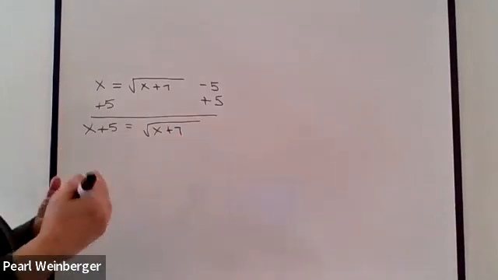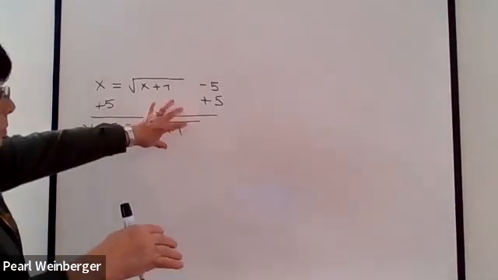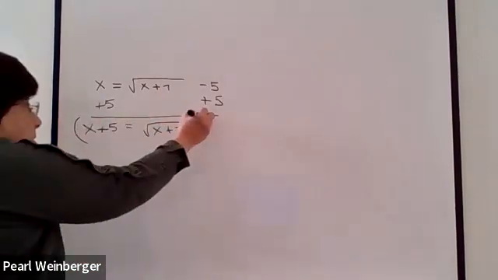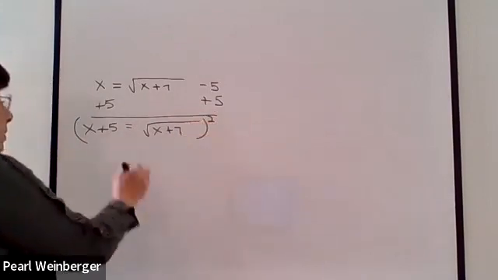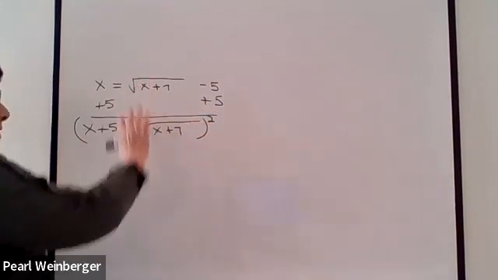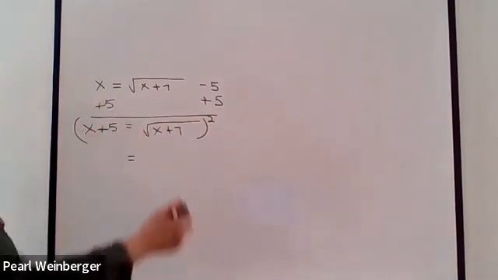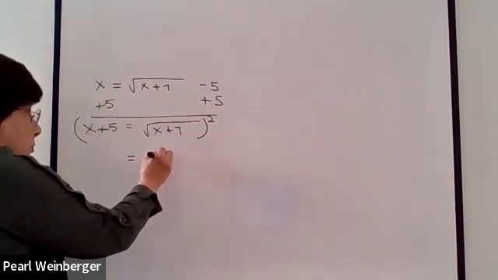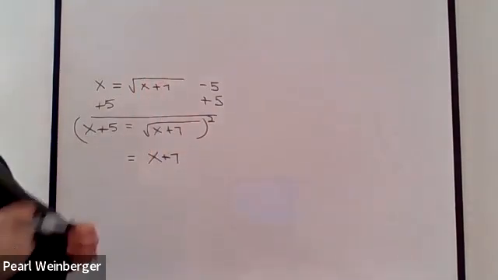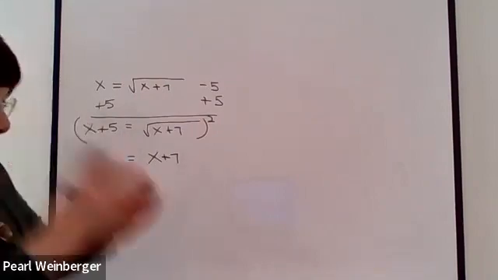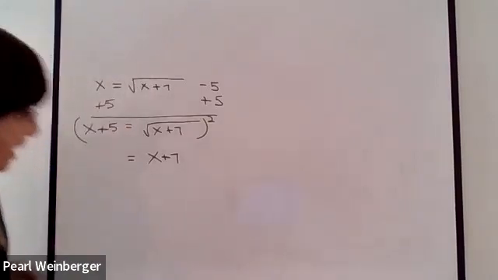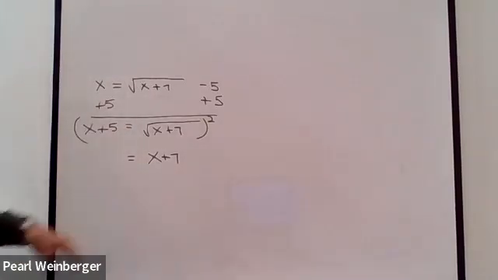Well, if we follow the pattern that we did before, once we have our radical by itself, we're going to square both sides. I'm going to do this side first because that's really easier. The side that has the radical, when you square it, just gives you what's inside the radical without that radical sign. Square root of something times itself just gives you what that something is. So that we know from before.